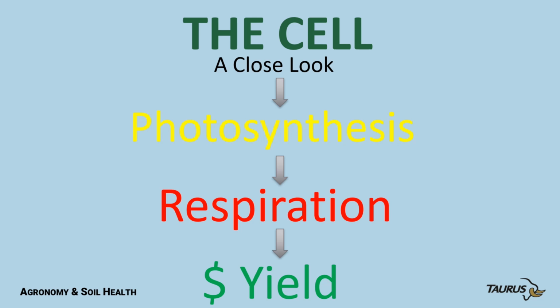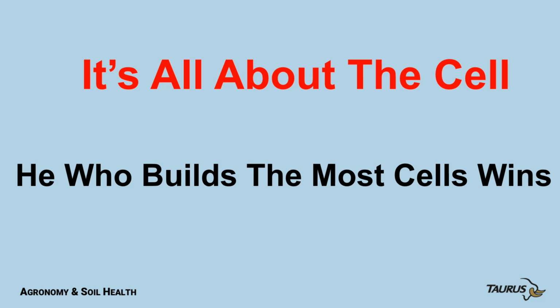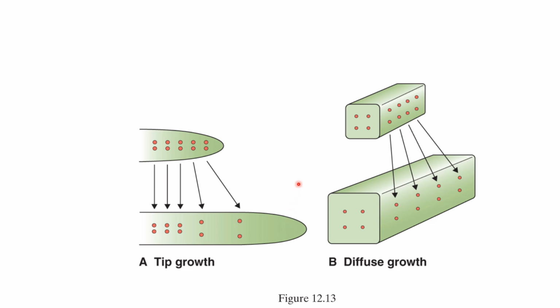Now, to complete this, let's take a look at the cell, photosynthesis, and respiration. And it's all about the cells. He who builds the most cells wins the race. The plant that can build the biggest, healthiest cells will be the best producer, the biggest producer. There are two kinds of cells generally in plants. There are the tip growth cells, and there are two of those. One is the root hair, which is a single cell, and the other single cell is the pollen tube. And I'll talk about the pollen tube when we get into crops in terms of reproduction.